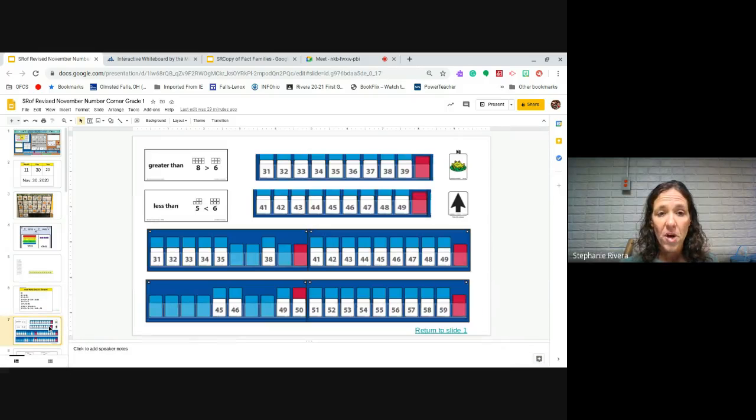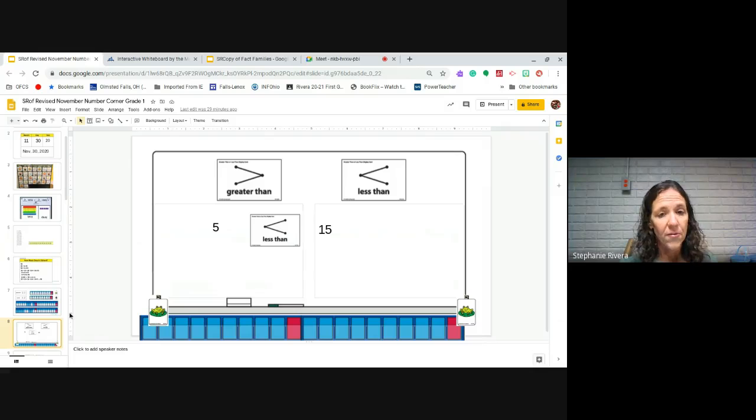Also this month, we've talked about numbers being greater than or numbers being less than. And in our example here, we have 8 is greater than 6. We know the alligator mouth is open to the 8. We have 5 is less than 6. The alligator mouth is still open to the 6. The less than sign looks like this. So let's do a couple examples here today. We have one done for us. 5 is less than 15. And I know that's right because the mouth is open to the 15.